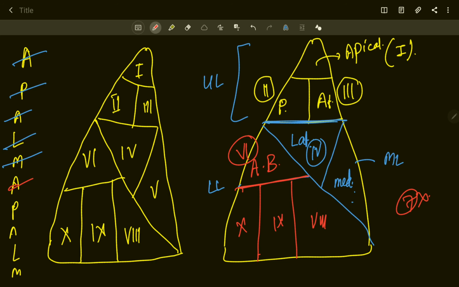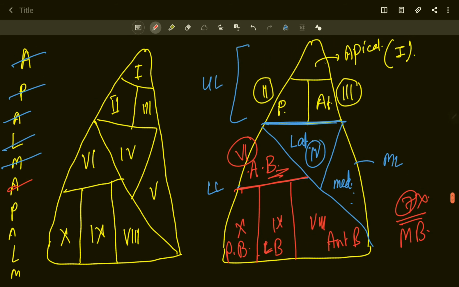So I am naming these segments. This is apical basal, already told you. Segment number 8 is your anterior basal. Segment number 9 is your lateral basal. Segment number 10 is your posterior basal. And segment number 7 is your medial basal. So this is for your right lung.